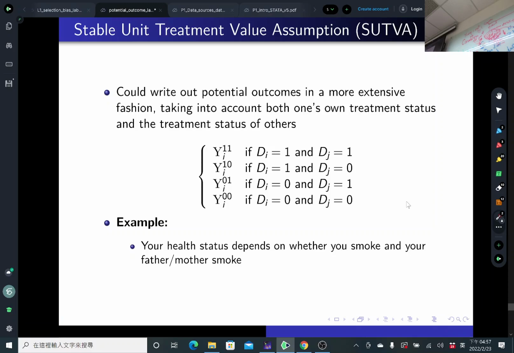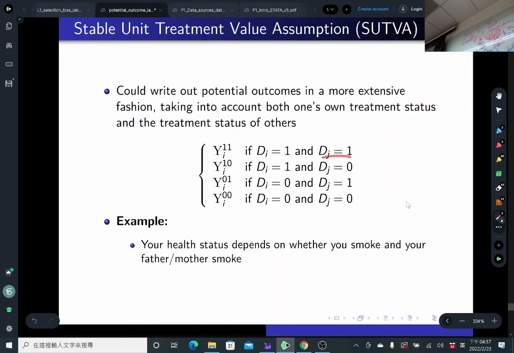So suppose now your observed outcome or potential outcome is also defined by your friend's treatment status. Then you will have more than two possibilities for your potential outcome. In such a case, you have to define your potential outcome as follows. You just add one person. For example, your potential outcome becomes y11. The first index depends on your treatment, and the second depends on your friend's treatment. So y11 means you get treatment and your friend gets treatment. What is the potential outcome in that case? Very similarly, y10 means you get treatment and your friend does not get treatment. And y00 means you and your friend both do not get treatment.